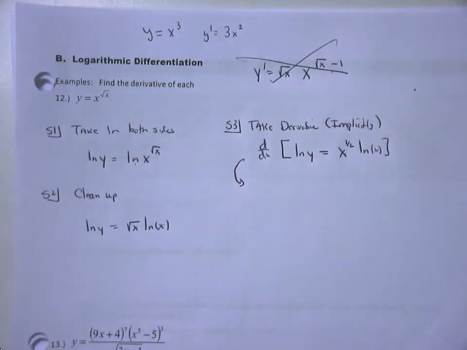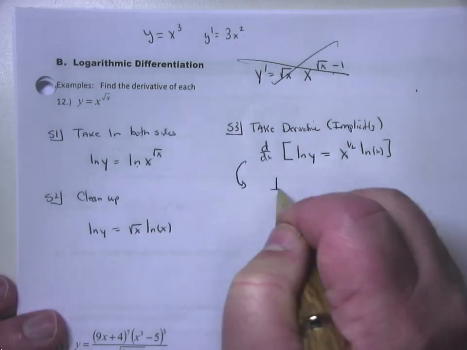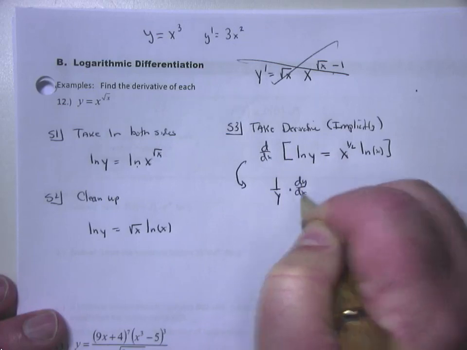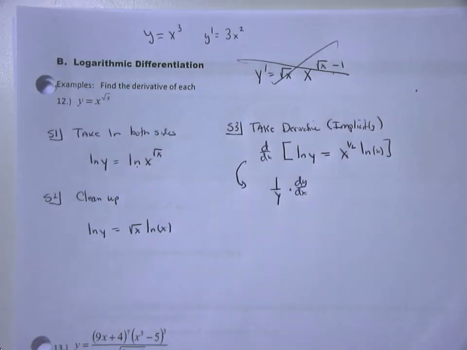Well, remember, from implicit differentiation way back when in chapter 2, when you take the derivative of a y, you got to tack on that dy over dx. So, what is the derivative of the natural log of y? The derivative of natural log of x is 1 over x. The derivative of natural log of y is going to be 1 over y times the derivative of the inside, which is your dy over dx. That is the derivative of natural log of y with respect to x.